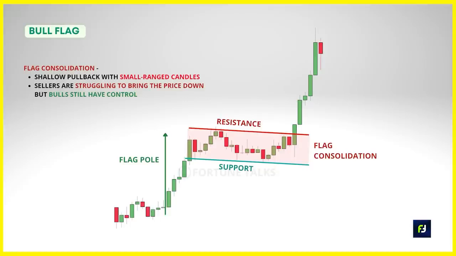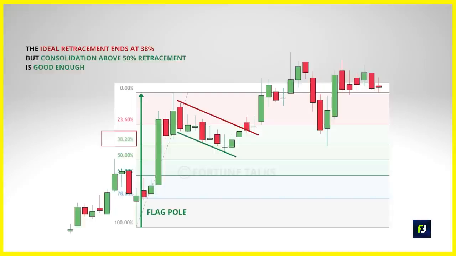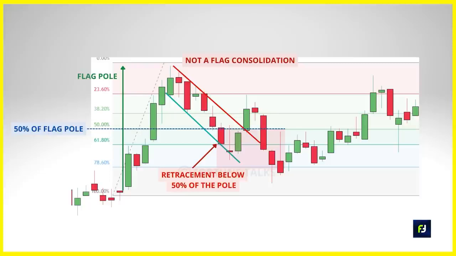This tells you that the sellers are struggling to bring the price down and that the buyers are still in control. Now if you see a steep pullback with large range candles, then it's probably not a bull flag pattern. Generally, this retracement ends below the 38% threshold of the original trend, as indicated by the Fibonacci. In general, it may not be considered a flag pattern if the retracement goes below 50% of the pole. The tighter this range, the more likely the market will break out higher.